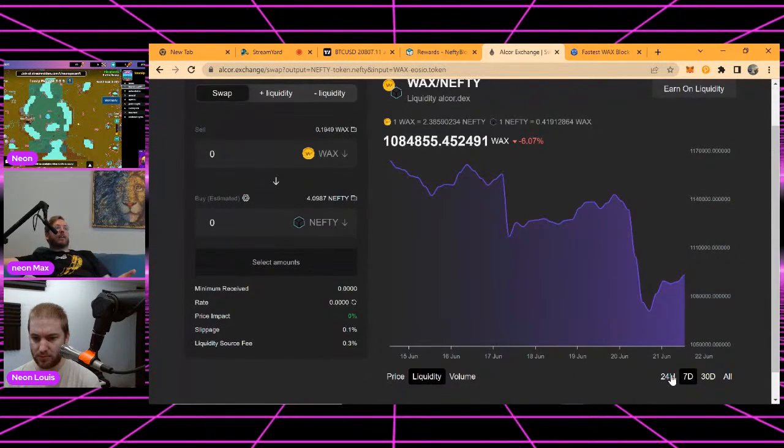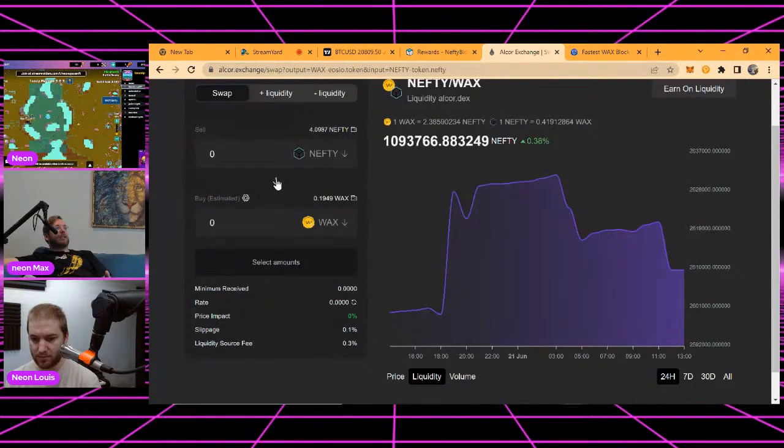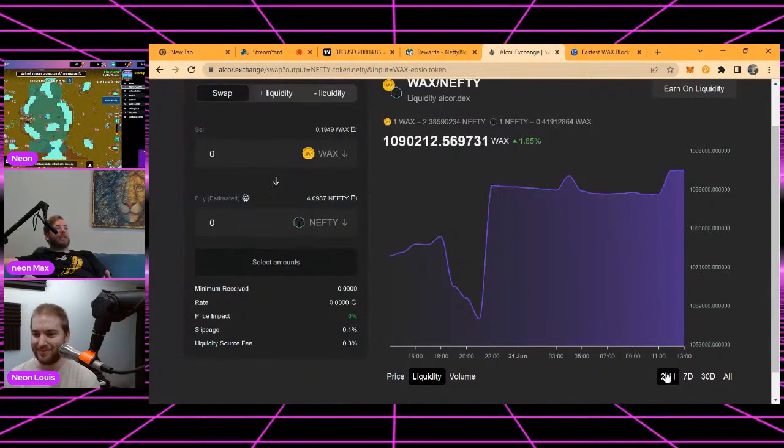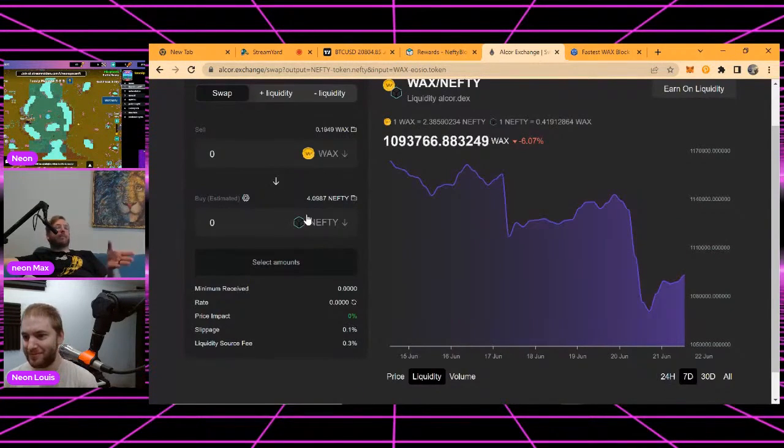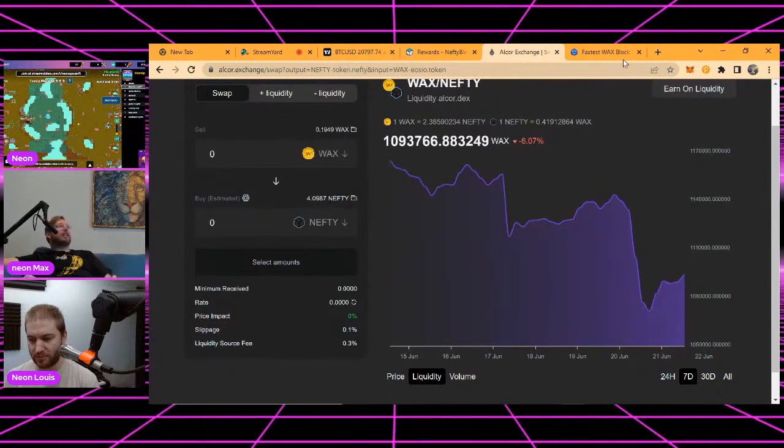So you can see it here, and then you can also zoom in a little closer, and you can see here that in the last 24 hours, we're actually adding some liquidity on the Wax side, and adding some on the Nefty side as well. So liquidity is deepening in the last day, and becoming more shallow in the last 7 days, which you can even see here on the last wick of that. But yeah, that's how you check that one.